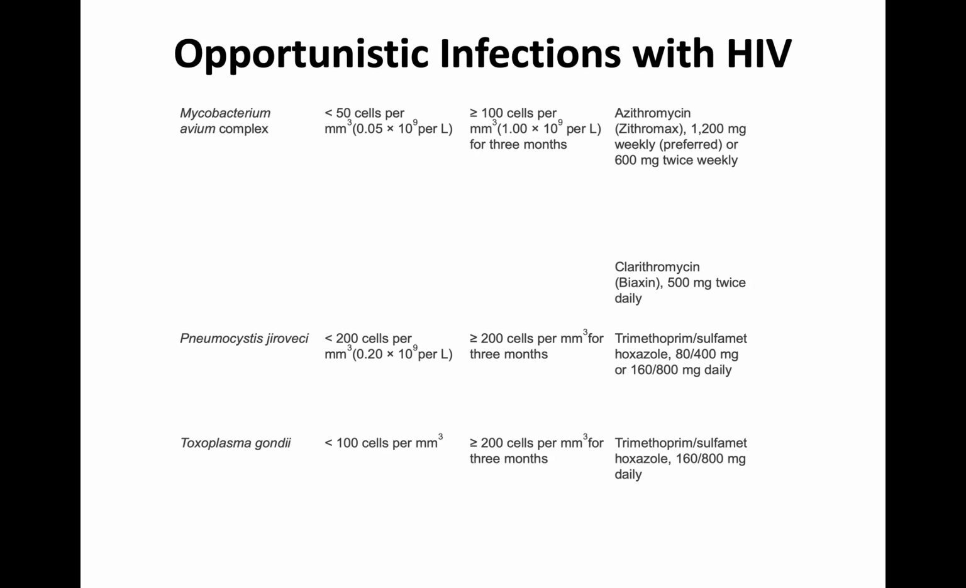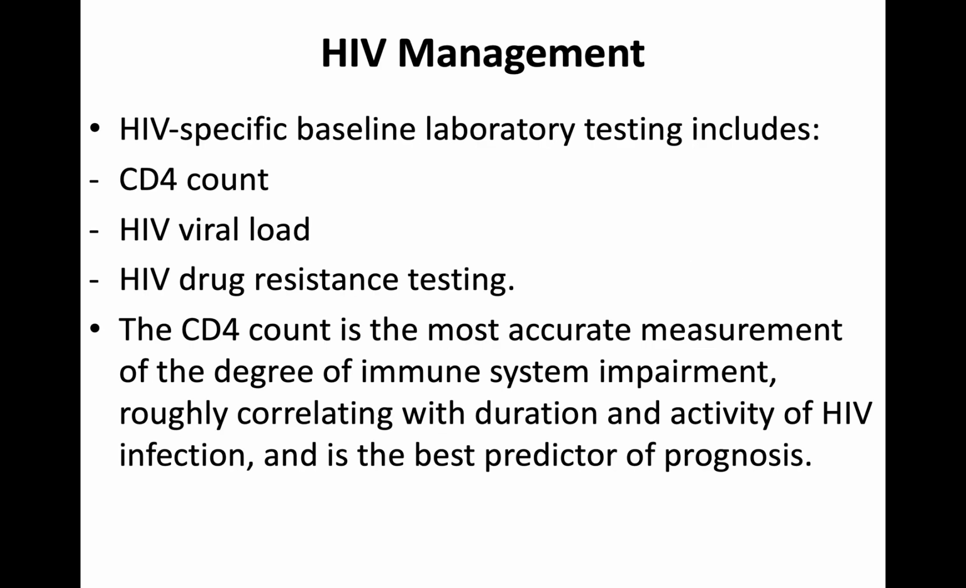Kaposi sarcoma is that skin cancer that a lot of us are familiar with, or at least you've seen it in a movie. Those purple lesions that can be on the mucosal surfaces of the mouth or really anywhere on the body. But that's an AIDS-defining illness also.